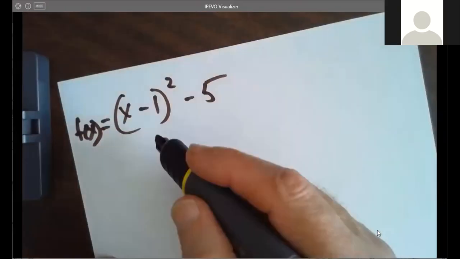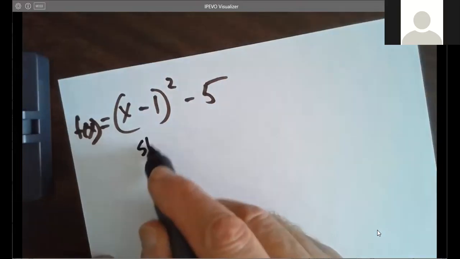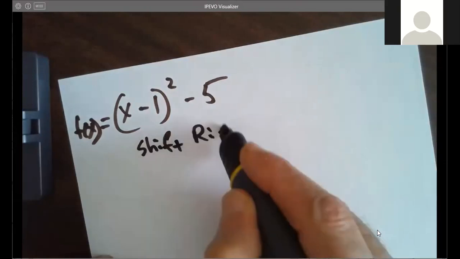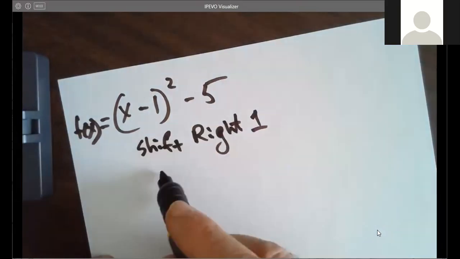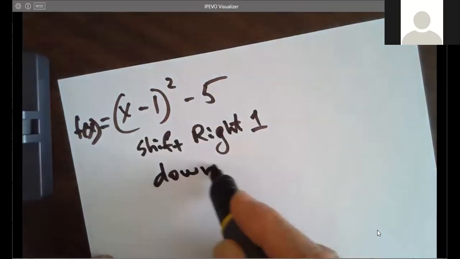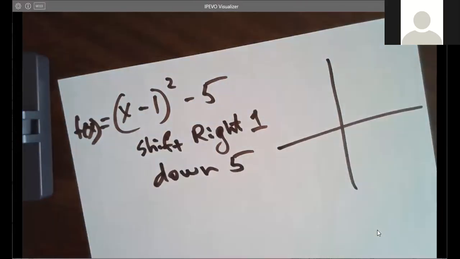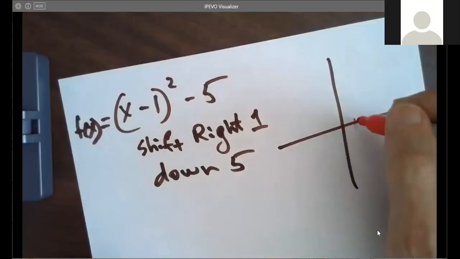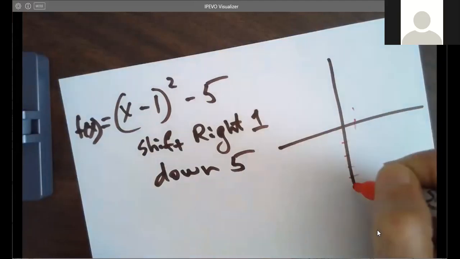Alright, so just for practice, because this is inside, it's going to shift. Again, it's going to shift right, this time 1 space, and down 5 spaces. So this graph shifts right. Instead of being at the origin, now it's going to shift right 1 and down 1, 2, 3, 4, 5.